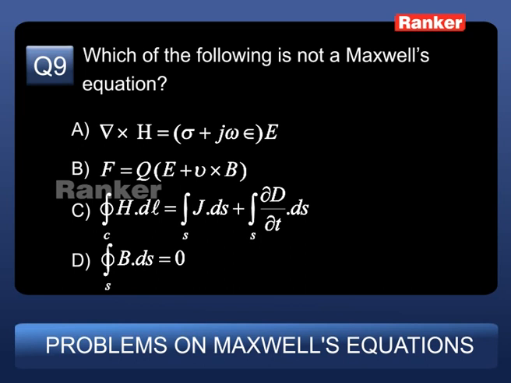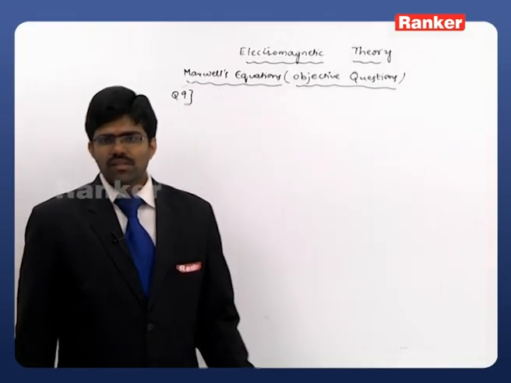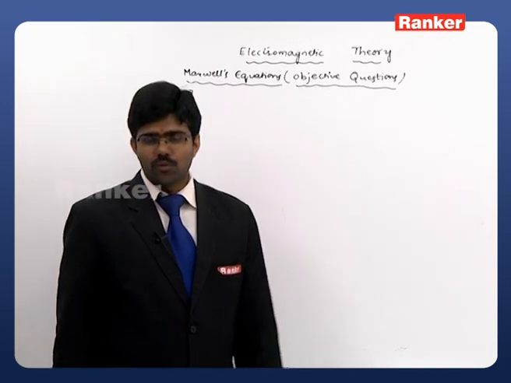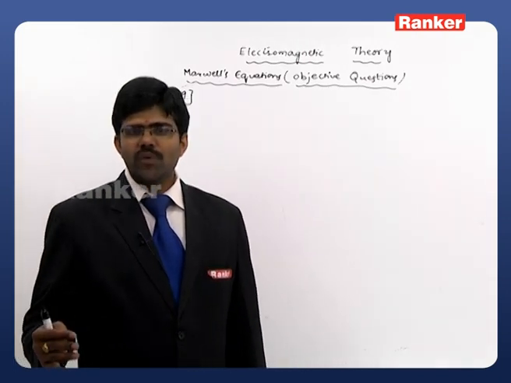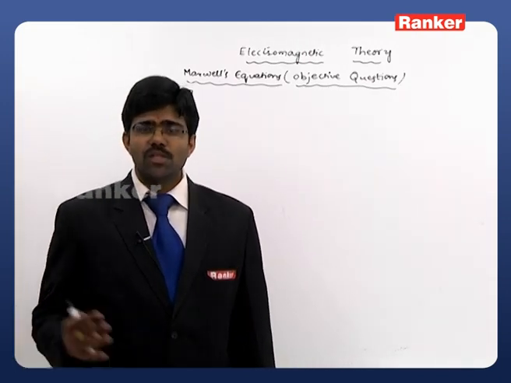And option C, a closed contour integral of H dot dL equals surface integral of J dot dS plus surface integral of dou D by dou T dot dS. And option D is closed surface integral of B dot dS equals 0. So don't go for any other, just recollect what are the options given to us. Here we are supposed to identify which one is not Maxwell's equation.